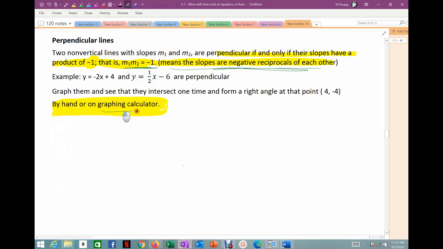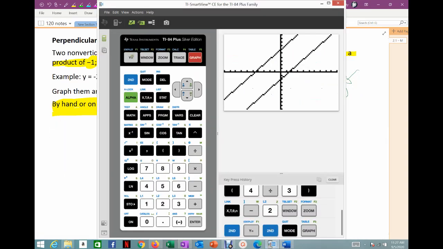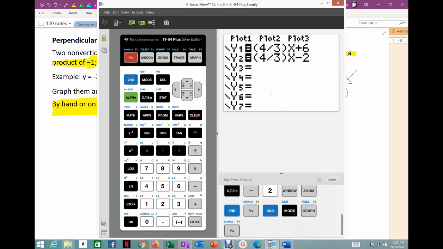Alright, so first I'm going to go to the graphing calculator and graph it. I already know where they intersect, but I'll actually show you how you find that graphically as well. So go to my graph. I'm going to clear out what I had in there. So hit my y equal to, clear, clear.